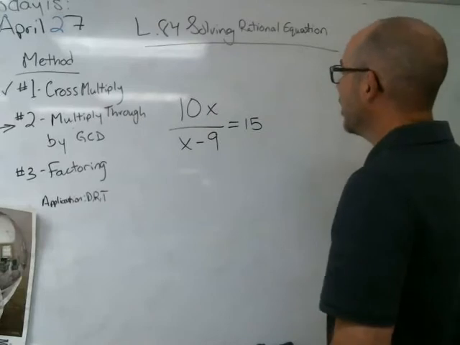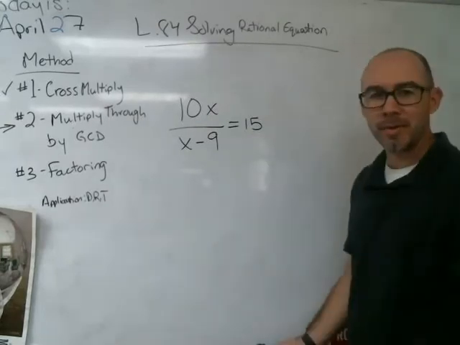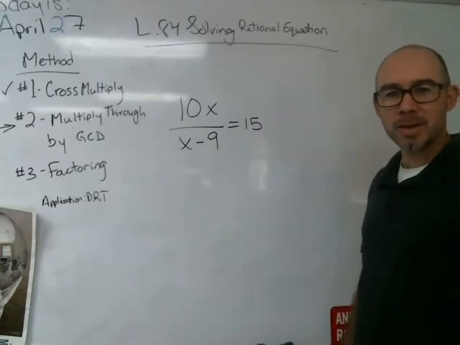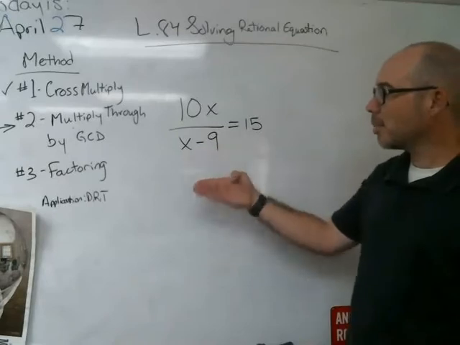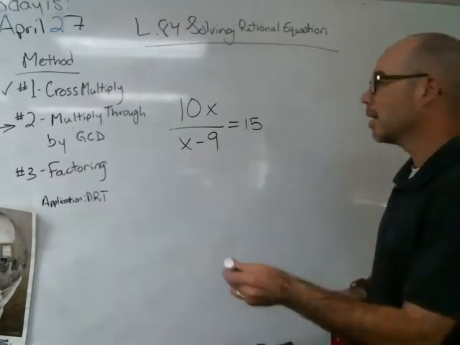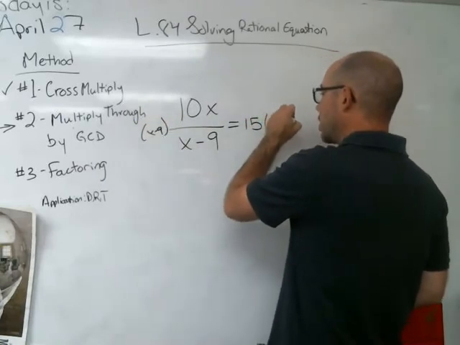That's weird. All right, here, one thing that we almost always want to do with fractions is get rid of fractions. The way you get rid of fractions is to multiply through by a common denominator. And here the only denominator is the factor x minus 9. So if I do that, I've got to do it to both sides.